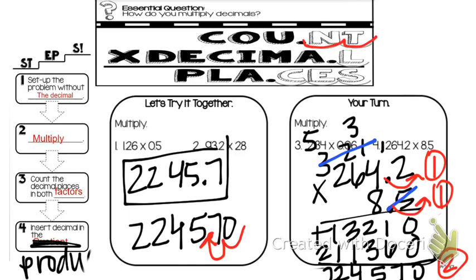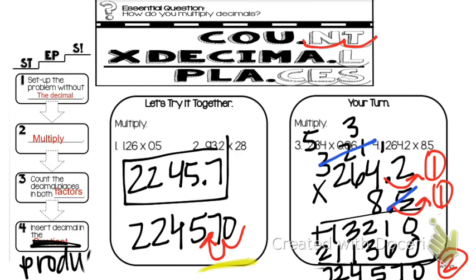When I added those together, I got 224,570. And since I have one decimal in the first factor, one decimal in the second factor, that means I have 2 in my product. So over here, I moved it over twice, and the correct answer should have been 2,245.7. If you put 2,245.70, that's great too. It's all the same thing.